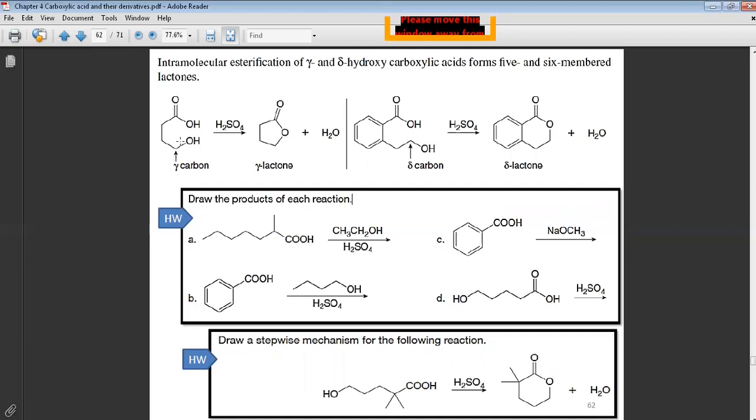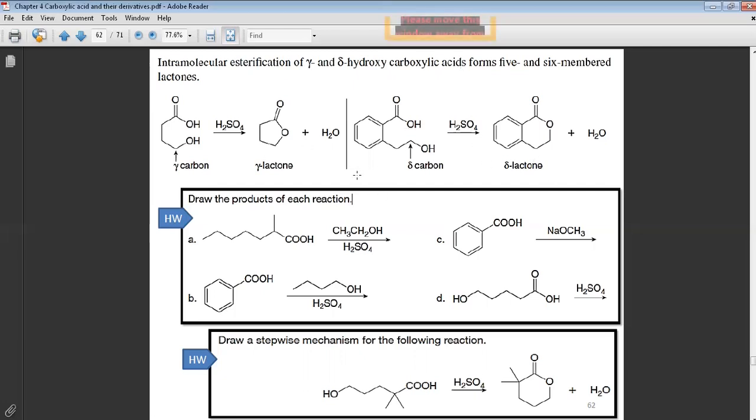That means we have a new bond here. It will make a new bond here to give you the lactone. Lactone, we said, is a cyclic ester compound. Look here, this OH group, this oxygen will make a new bond with this carbon. That means it will give you this compound, this lactone. Just think, if you have alcohol with the carboxylic acid and acid, this reaction is the esterification, giving you the ester product.